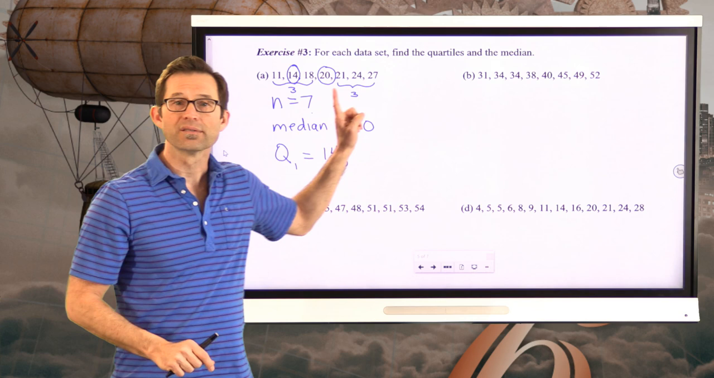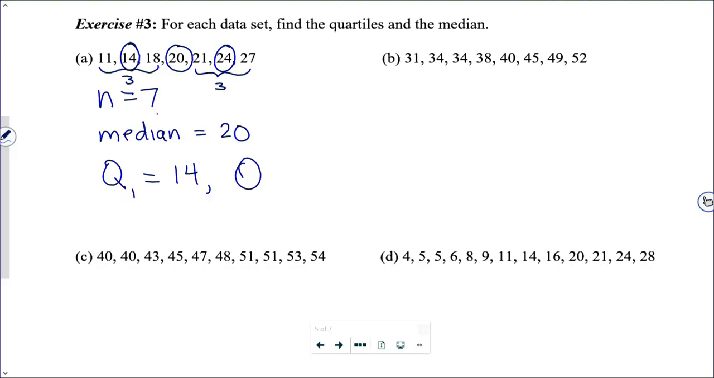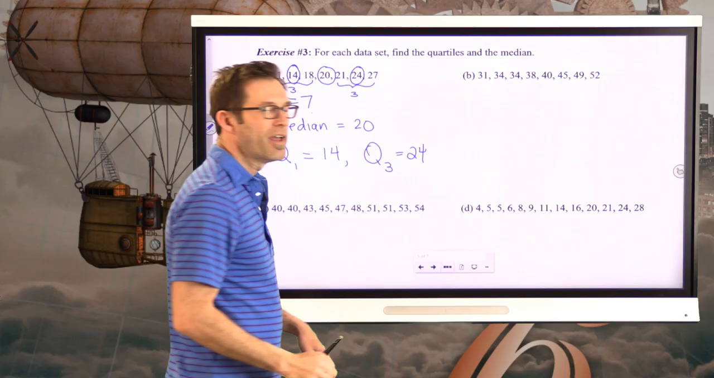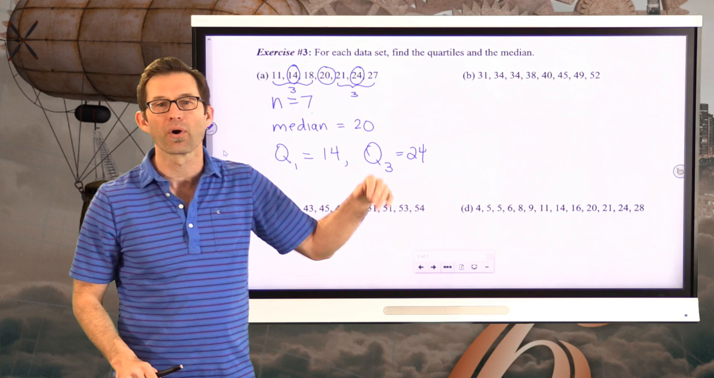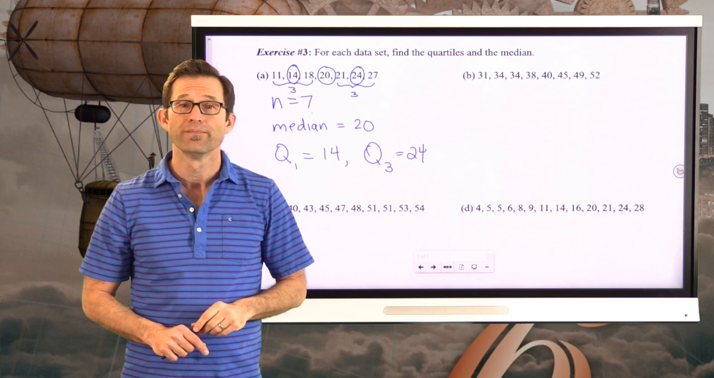Then, when I consider the half of the data that's above the median, that's again pretty easy, since there's only 3 of them. Q3, the one right in the middle, is going to be 24. It just wouldn't make sense to take the median and include it in either the upper half or the lower half, because it's right in the middle. So we just exclude the median, and then we find the medians of the upper half and the lower half. It's that simple. Let's take a look at letter B.